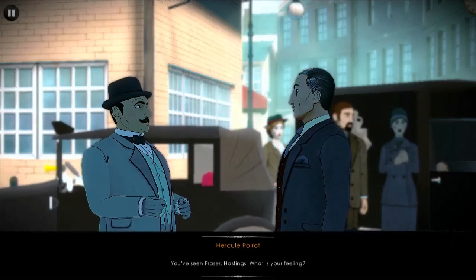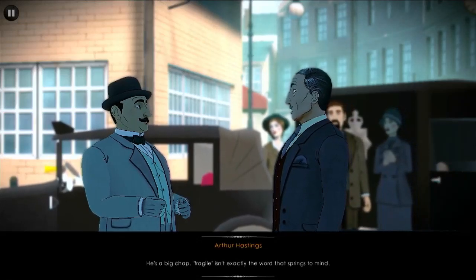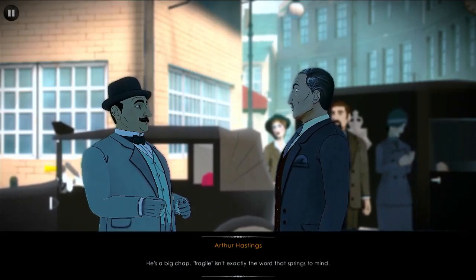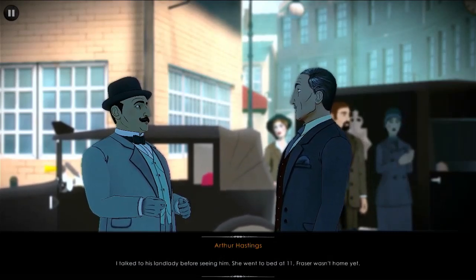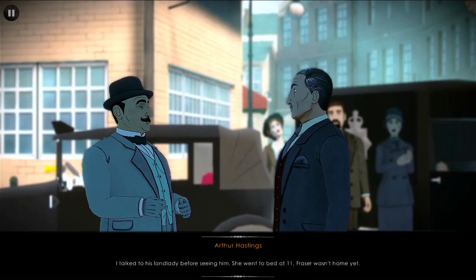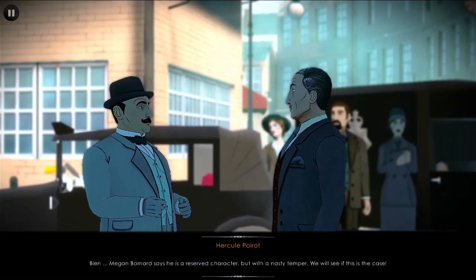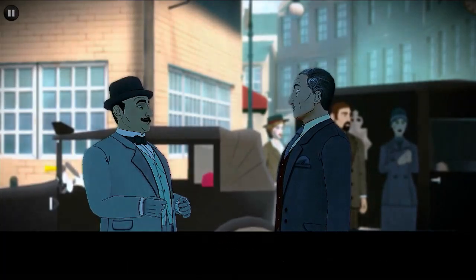You've seen Fraser, Hastings. What is your feeling? He's a big chap. Fragile isn't exactly the word that springs to mind. I talked to his landlady before seeing him. She went to bed at 11. Fraser wasn't home yet. Bien. Megan Barnard said he is a reserved character but with a nasty temper. We will see if this is the case.